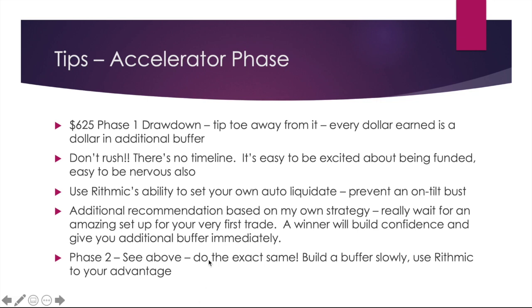And then for phase number 2 of the accelerator, I was trying to think of what I would do differently, but just do the same stuff. You're at 102,000. Your static drawdown gets moved to 100,100. You have a $2,000 drawdown. Do the exact same thing. Try to get a big winner, or not, I take that back. Don't even try to get a big winner. Just get a winner on your first trade. Use Rithmic's auto liquidate, setting your own personal risk limits, and just creep away, tiptoe away from that drawdown. And then once you build up a bit of a buffer, you have a bit more to work with.